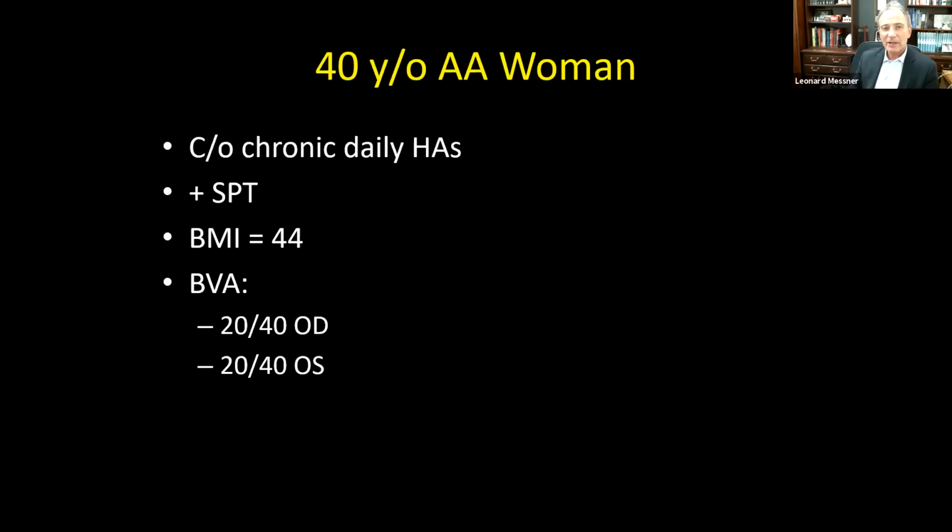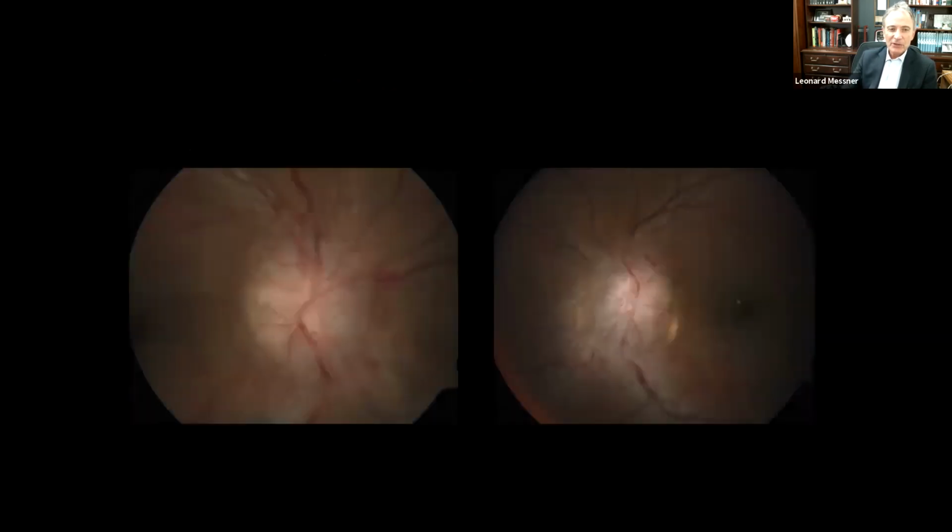Here's another case of a 40-year-old woman, chronic daily headaches, chronic synchronous pulsatile tinnitus, BMI of 44. And what you can see here is that the visual acuity is affected, 20/40 in the right eye, 20/40 in the left eye. Now, we know as a general concept that visual acuity is preserved until the later stages of papilledema. And indeed, if we look at the optic nerves, you can see pretty much this complete obscuration of surface detail of the optic nerve here on the right side. Same thing on the left side. The cup is somewhat filled in.